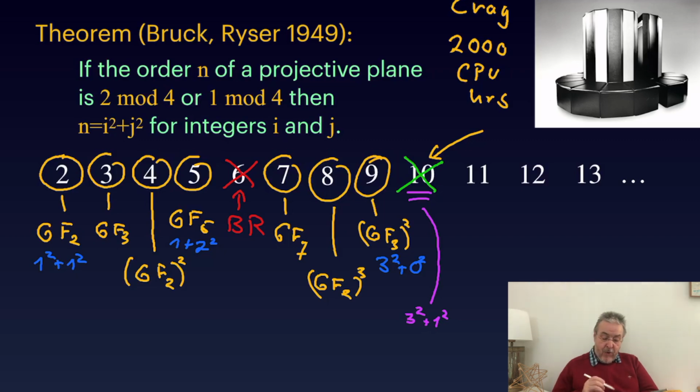So this here is really one of the really interesting cases. So then comes a boring case. 11 is just GF11 because 11 is prime, and 12 turns out to be open. 12 is not 2 or 1 modulo 4, so Bruck and Reiser doesn't apply, and it's not a prime number, it's not a prime power, so it's really open. Is there a projective plane of that order?